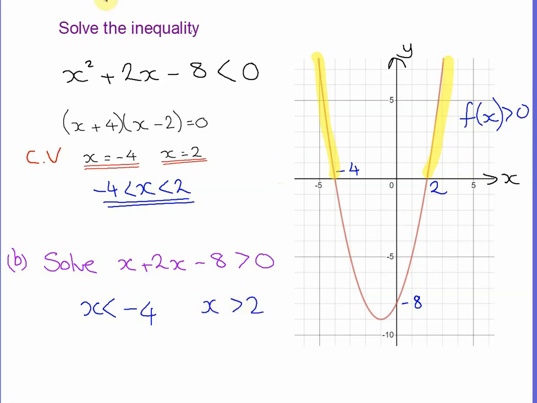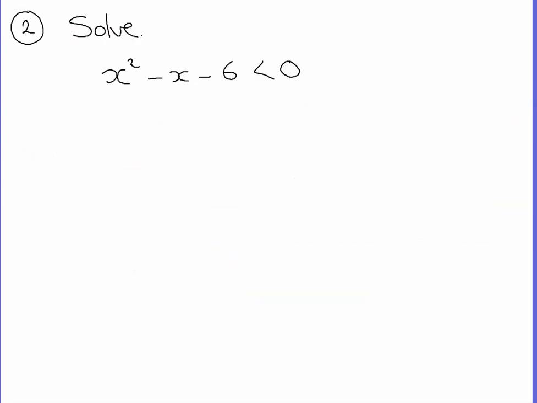And while we're here, if I put this equal sign on here, that means it can equal as well, so it's less than or equal to, so we would just add those on. And if I did the same here, it can also include the x-intercepts. So let's have a look at a few more, and by the end of the video you will have got it.